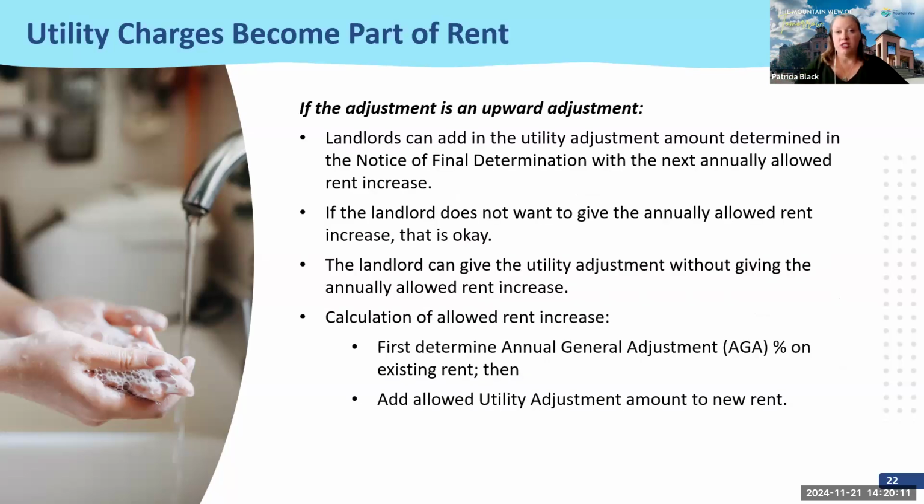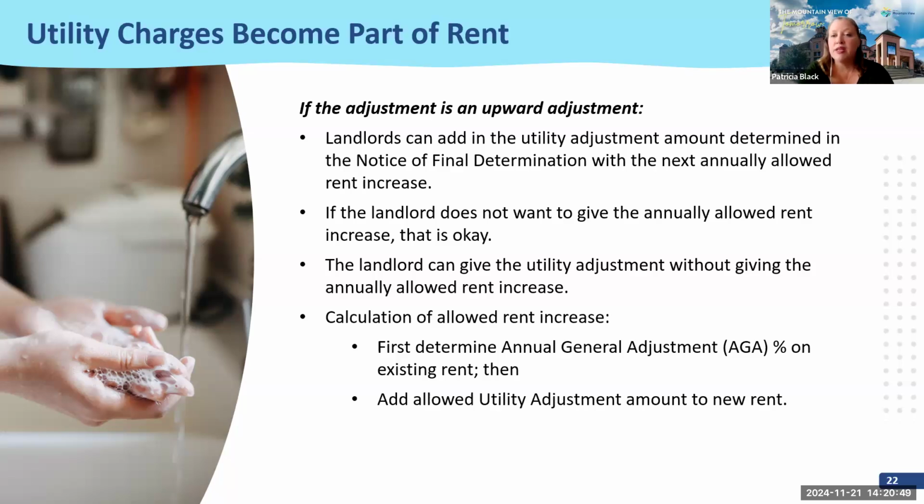If the adjustment is an upward adjustment, the property owner can add in the utility adjustment amount determined in the notice of final determination with the next annually allowed rent increase. So remember, if you have a rent increase, you can only increase rent every 12 months. If you do not want to give the annually allowed rent increase, that is okay, but you must give the utility adjustment without giving the annually allowed rent increase. If you do that, you won't be able to increase rent with the AGA for another 12 months.